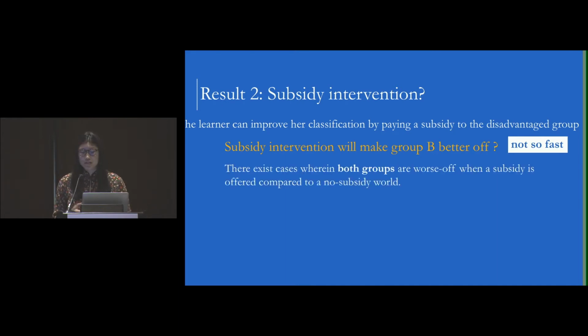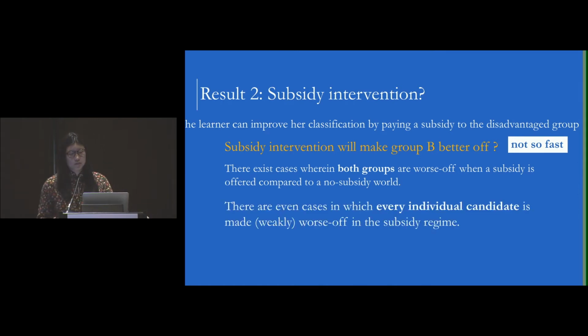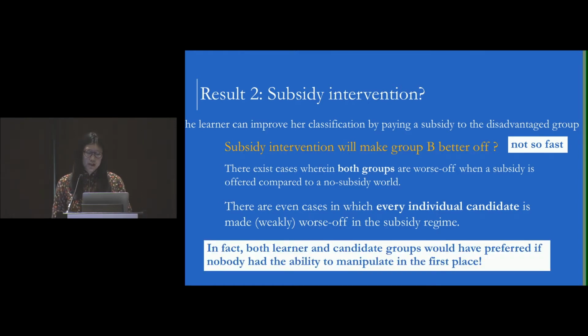We actually found that there exist cases where giving a subsidy to the group that faces higher cost burdens actually makes both groups worse off in this subsidy world compared to the no subsidy world. And there are even cases where giving a subsidy makes each individual candidate in these groups worse off in the subsidy regime. So it's a really surprising result. I think we were all pretty surprised by this, so I'm not going to go into it because of time, but if you're interested, the details are in the paper. So in fact, we found that in these cases, both the learners and the candidate groups would have just preferred if nobody had the ability to manipulate in the first place, right? If the College Board SAT tests weren't so clearly gameable by paying lots of money.